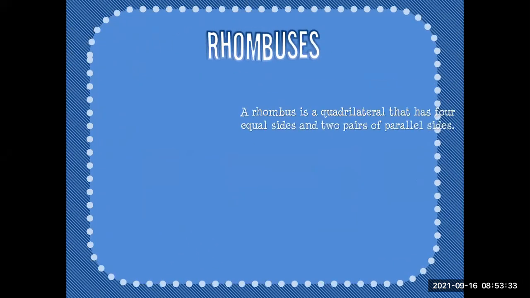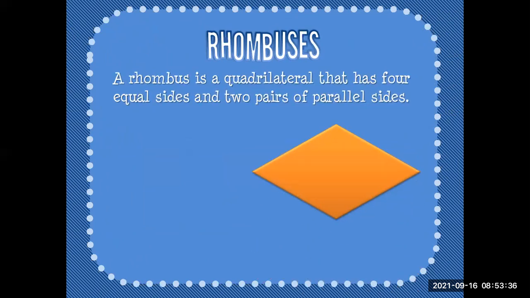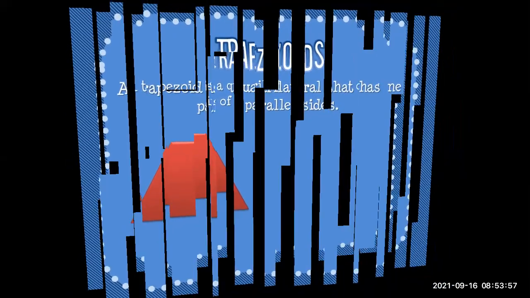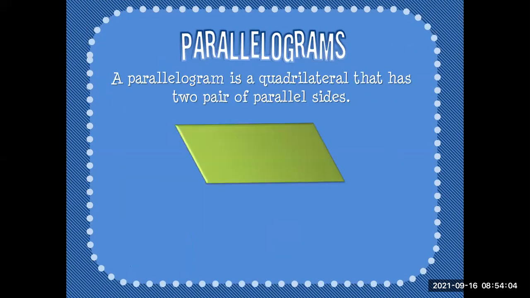Next, rhombuses. What can we say about a rhombus? All sides are equal, or we can say two pairs of opposite sides are parallel, and the opposite angles are also equal. That's a rhombus. Then we saw what are trapezoids. Trapezoids have only one pair of parallel sides, correct? And then we saw what are parallelograms. That is a quadrilateral which has two pairs of parallel sides.